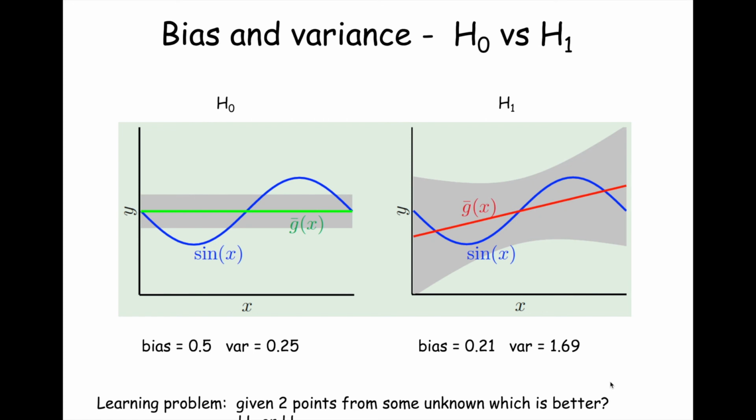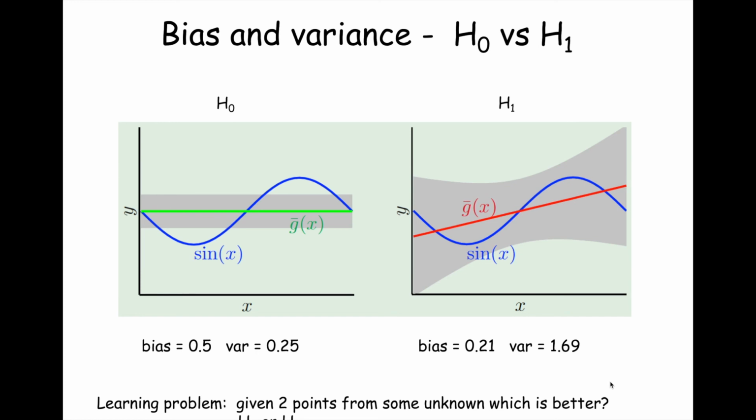We do the same thing for our solutions for H1. We're going to compute the bias here for our G bar, the difference between G bar and our ground truth target function, sine x or f of x. That's 0.21. From before, when we had the numerical solution, our out-of-sample error was 0.2. So 0.21 is pretty close, but nonetheless, the bias is about 0.2. And then this gray region associated with H1, you notice the variance is much higher. It's 1.69.